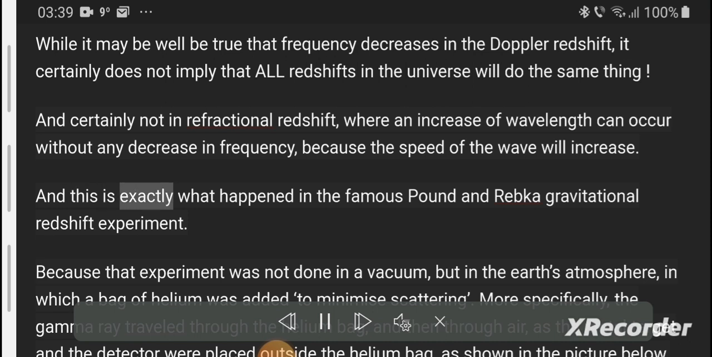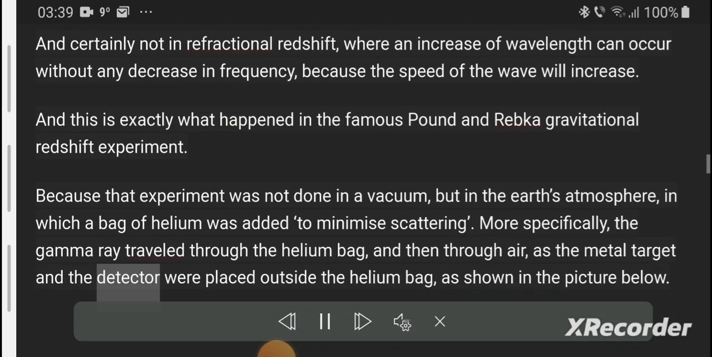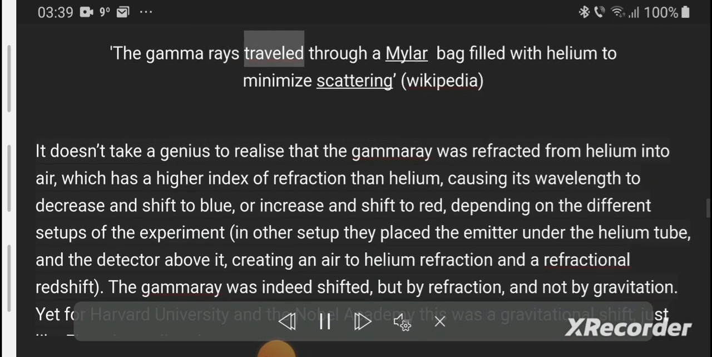And this is exactly what happened in the famous Pound and Rebka gravitational redshift experiment. Because that experiment was not done in a vacuum, but in the Earth's atmosphere, in which a bag of helium was added to minimize scattering. More specifically, the gamma ray traveled through the helium bag, and then through air, as the metal target and the detector were placed outside the helium bag, as shown in the picture below. The gamma rays traveled through a mylar bag filled with helium to minimize scattering, Wikipedia.